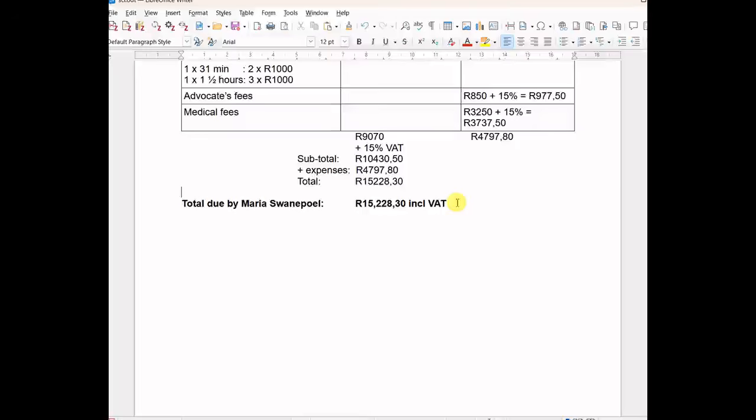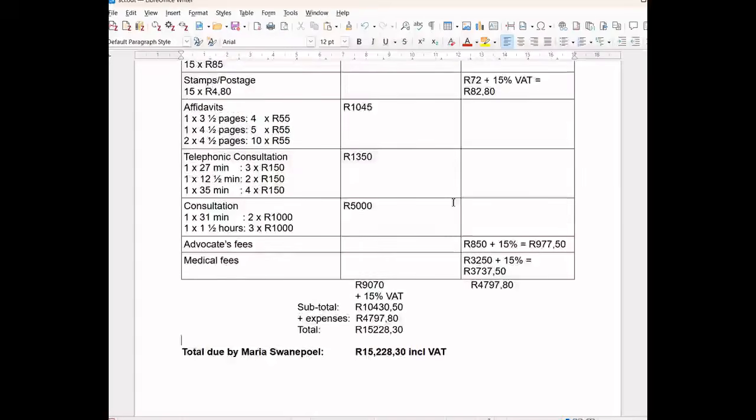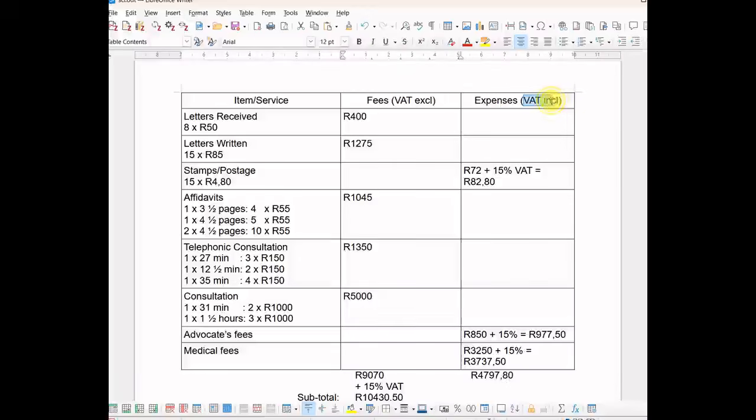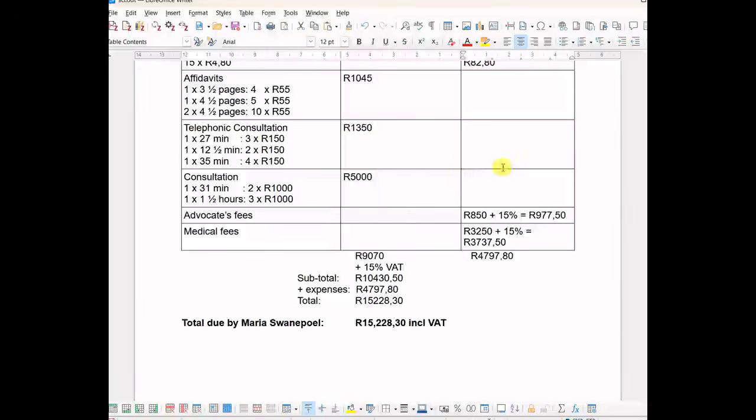So hopefully this explains or shows in a nicer format how to calculate the statement of account. So remember, we always start with the chart and then fill these blocks in as we go along, remembering that the fees are VAT exclusive and expenses include VAT. So just remember when you add in the VAT and which ones already have VAT.